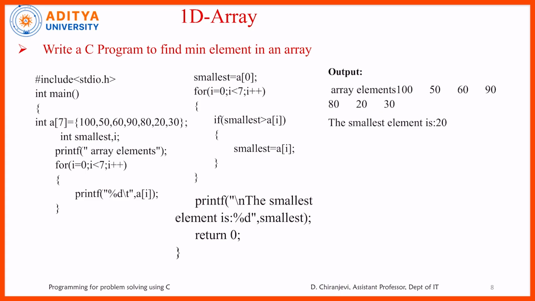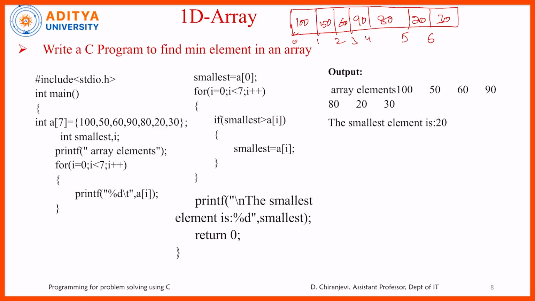When you declare a static array, immediately what will happen? The array will be declared for 7 elements, so that is indexes 0 to 6. It's like this: index 0, 1, 2. Now the elements are also initialized. So I am storing the elements 100, then 50, then 60, 90, 20.